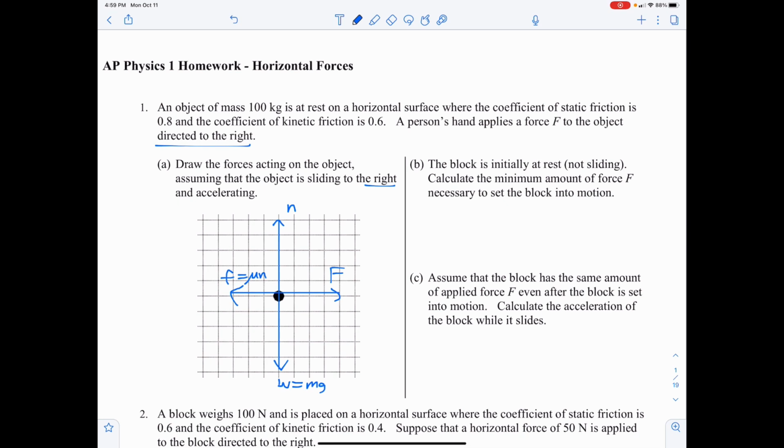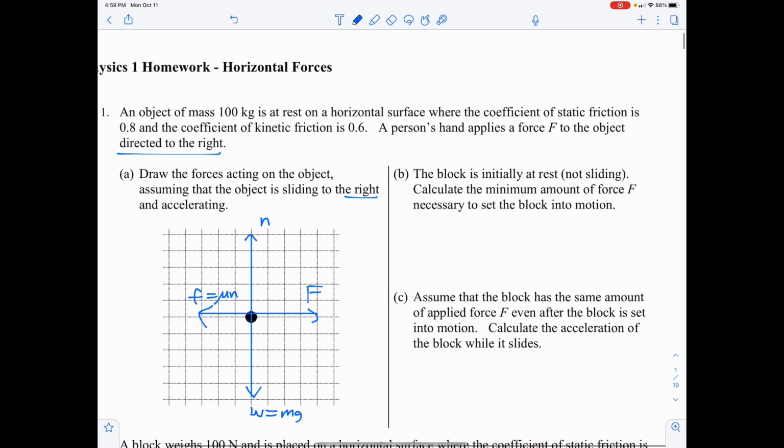Part B. The block is not initially sliding. Calculate the minimum amount of friction needed in order to do this. So in order to get the block into motion, the minimum amount of force, F, balances your static friction, which is equal to mu times normal force. But that's going to be equal to mu times mg, since normal force balances the weight.